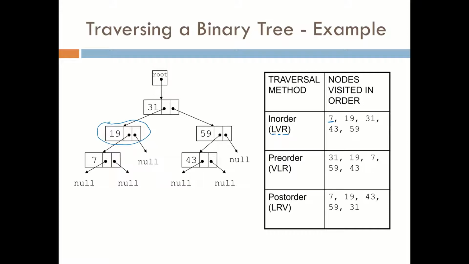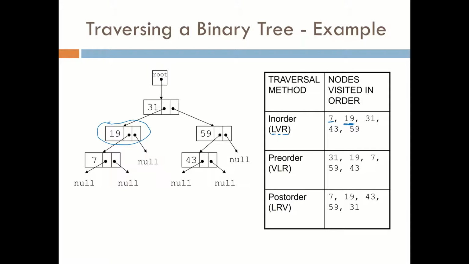So now I backtrack to the 19. Well, what have I done at 19? At 19, what I've done so far is to visit the left subtree. So I must now visit the node itself. And so I output the value 19. And having visited the left subtree and having visited the node itself, I now traverse down to the right subtree, which is null in this case. So I backtrack to the node, and I have gone left, I visited the node, and I have gone right, and I backtrack to the previous node.